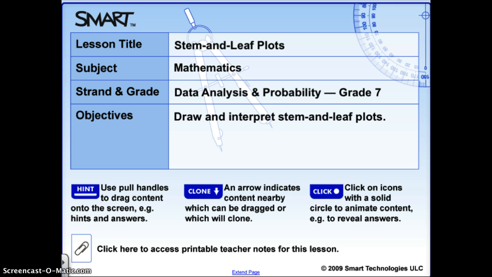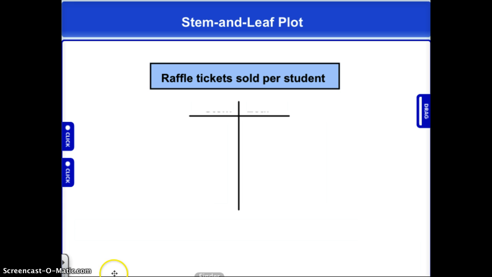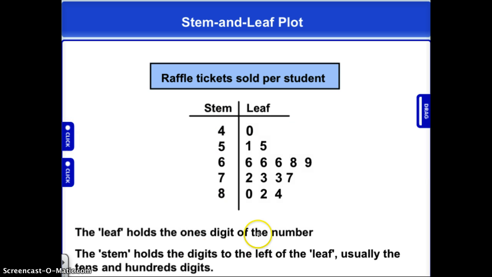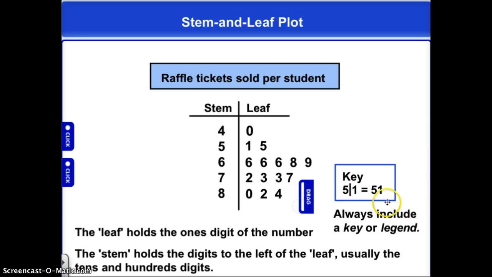So in this example, we have raffle tickets that are sold, and an example of a stem and leaf plot is to take the stem, which is the tens or hundreds group, and split it up amongst the leaves, which are the ones group. Now, the way we identify what this means is through a key. The key you're going to provide in your data would say something like the 5, and then this dash represents the bar between the stem and the leaf, and then a 1. And that represents the number 51.